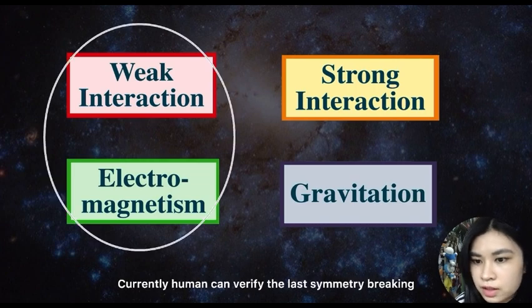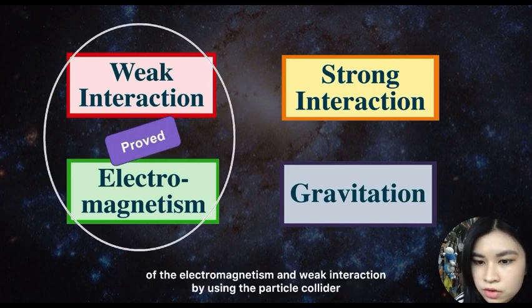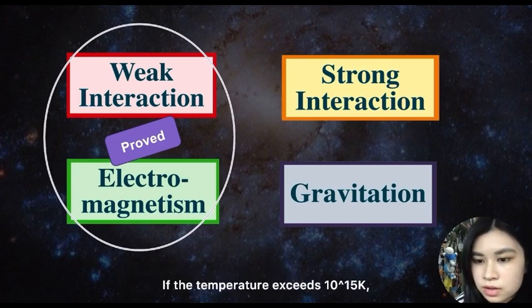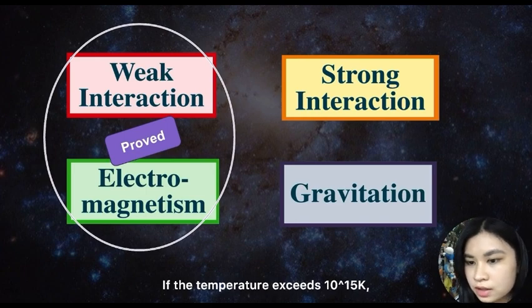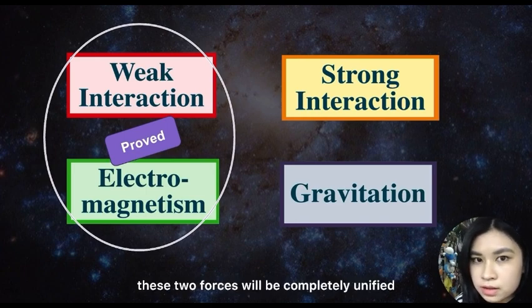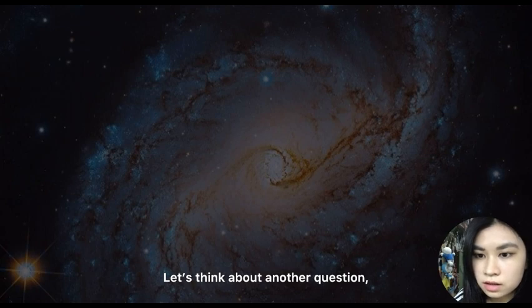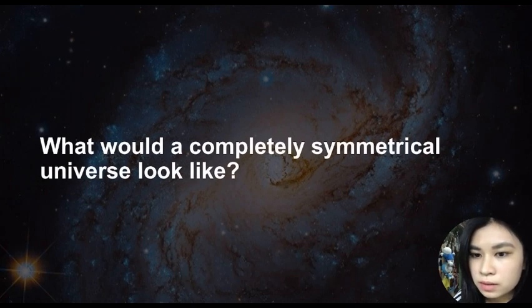Currently, humans can verify the last symmetry breaking, of electromagnetism and the weak interaction, by using a particle collider. If the temperature exceeds 10 to the power of 15 K, these two forces will be completely unified. Let's think about another question. What would a completely symmetrical universe look like?